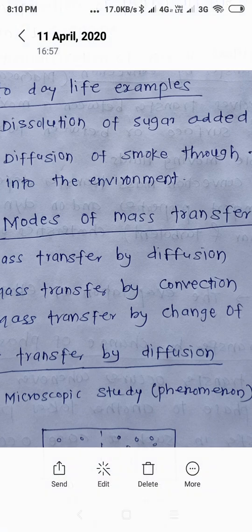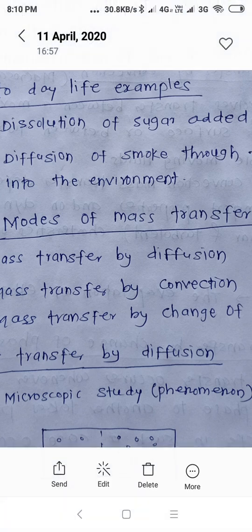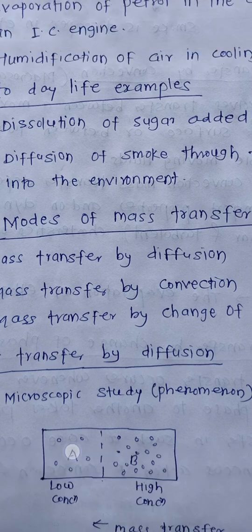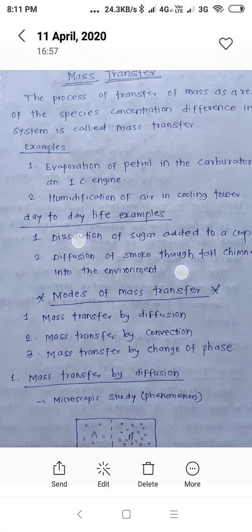Then what will happen? What is meant by mass transfer? In this section the concentration of molecules is higher, and in this section the concentration of molecules is lower. So mass transfer takes place from this high concentration region to this low concentration region. That is nothing but mass transfer.